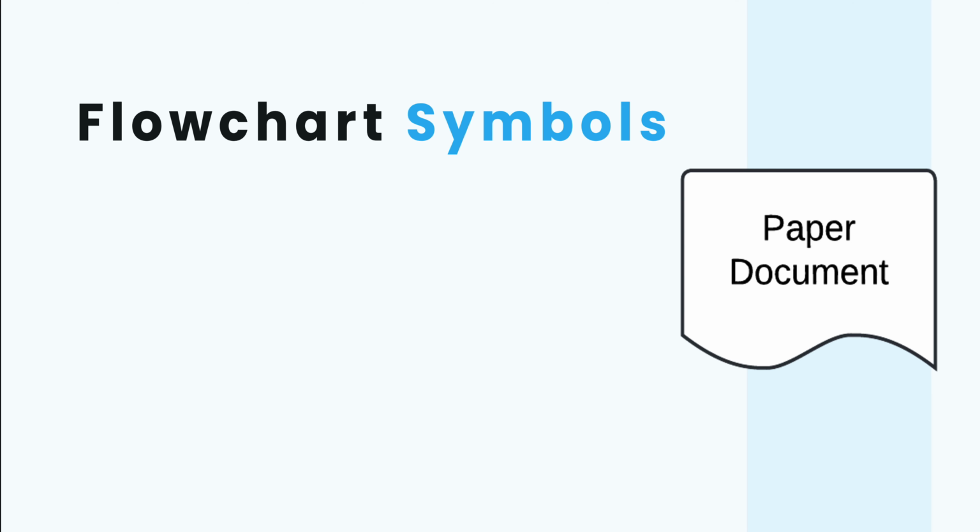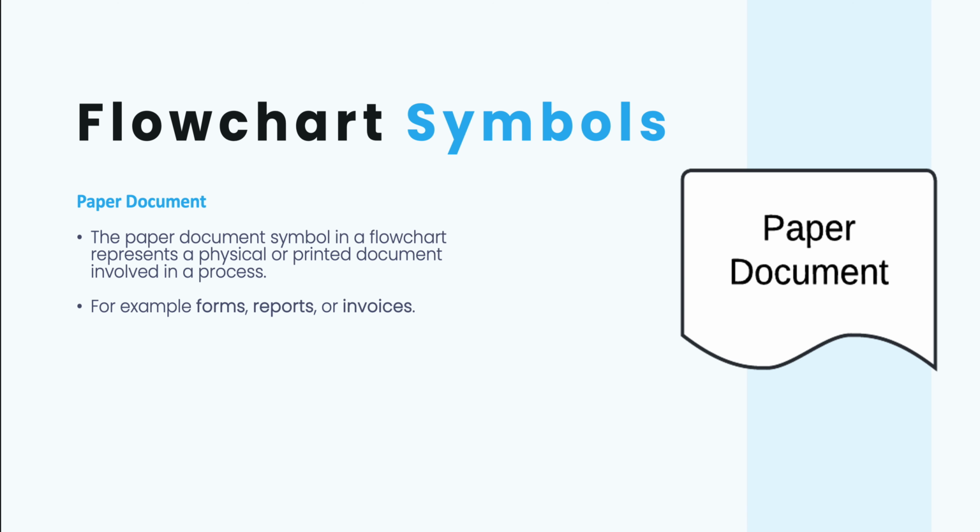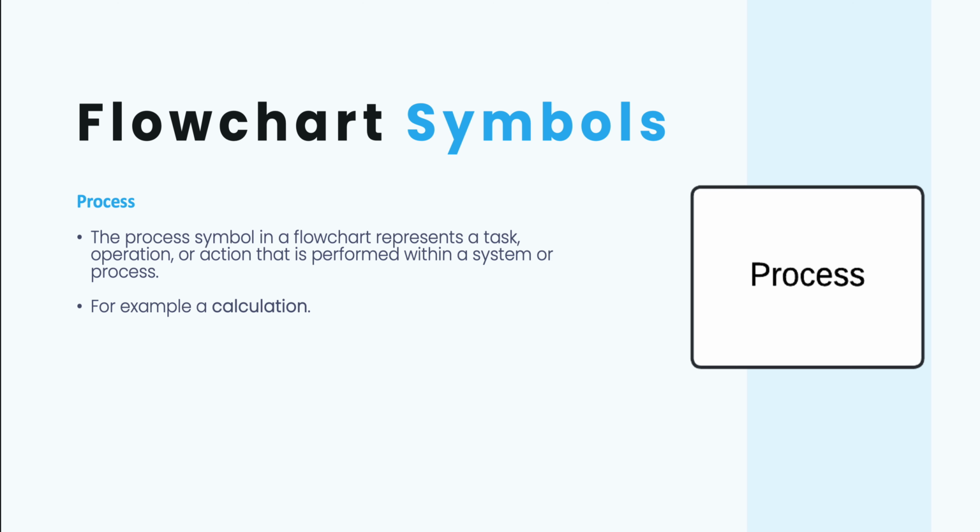The first symbol is the paper document. So the paper document symbol in a flowchart represents a physical or printed document involved in a process. The simplest example of this is an invoice or a receipt. The next symbol is the process, and basically a process is an action that is performed within the system, and it could be something like a calculation.